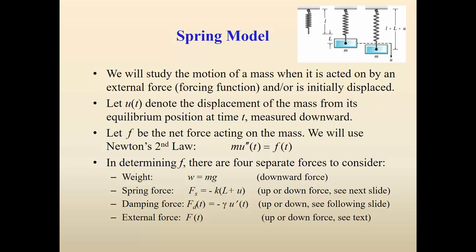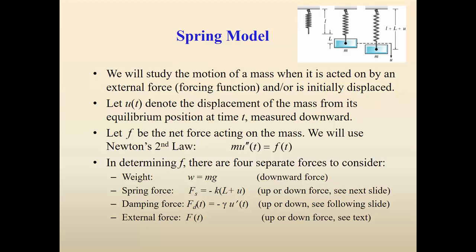Okay, so according to Newton's second law, we have force is equal to mass times acceleration, or mu double prime is equal to F of t. So we have different forces going on that we need to consider. Weight, that's m times g, mass times the acceleration due to gravity. Spring force, remember we now have an extra little bit of displacement u, so instead of it just being k times L, it is k times the sum, L plus u.